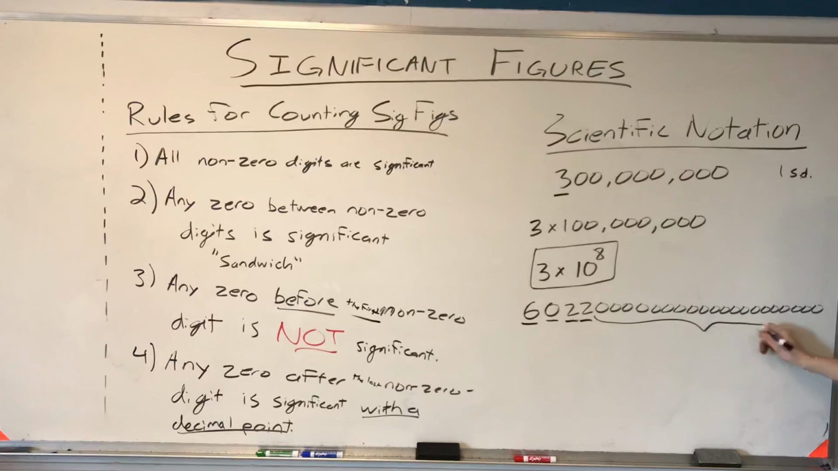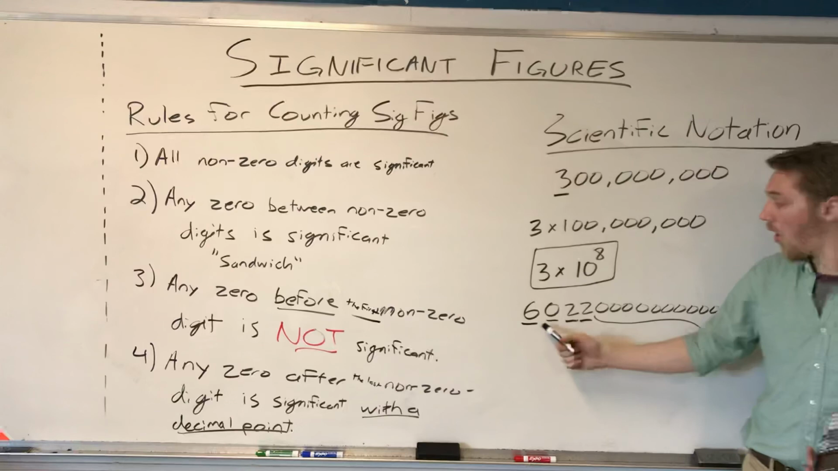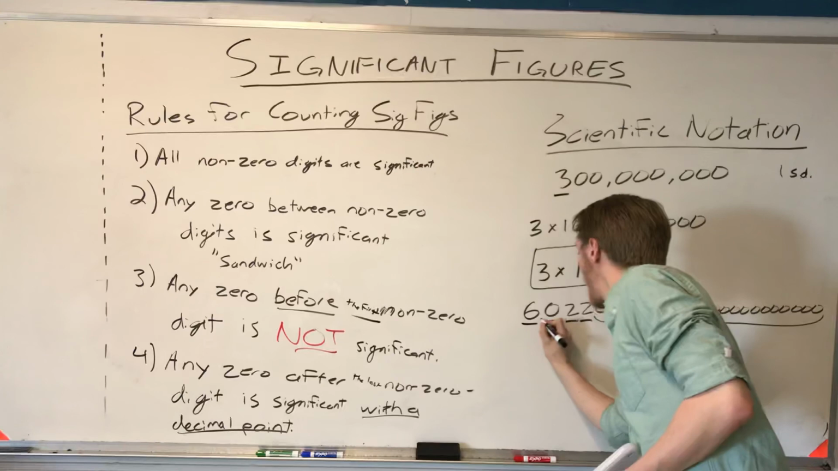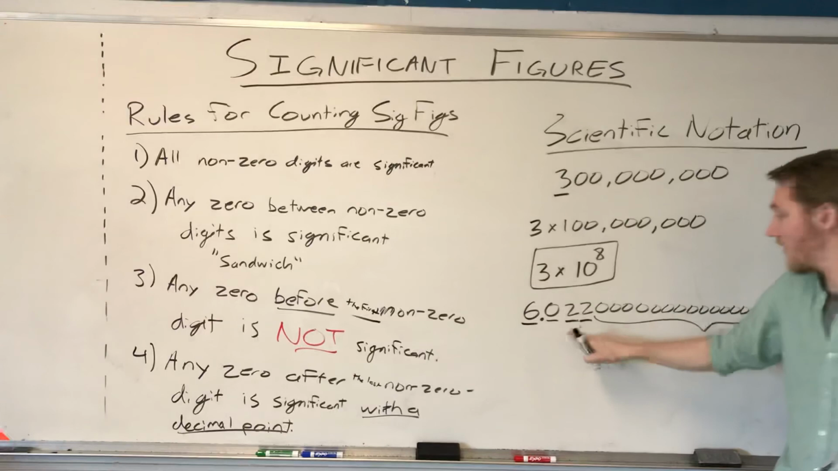Now, the way we write this in scientific notation is we go all the way to here. So just like we went to the 3, we're going to go to this number here. And we're going to want to shorten this to be a decimal that just has the significant digits, like this. So 6.022.